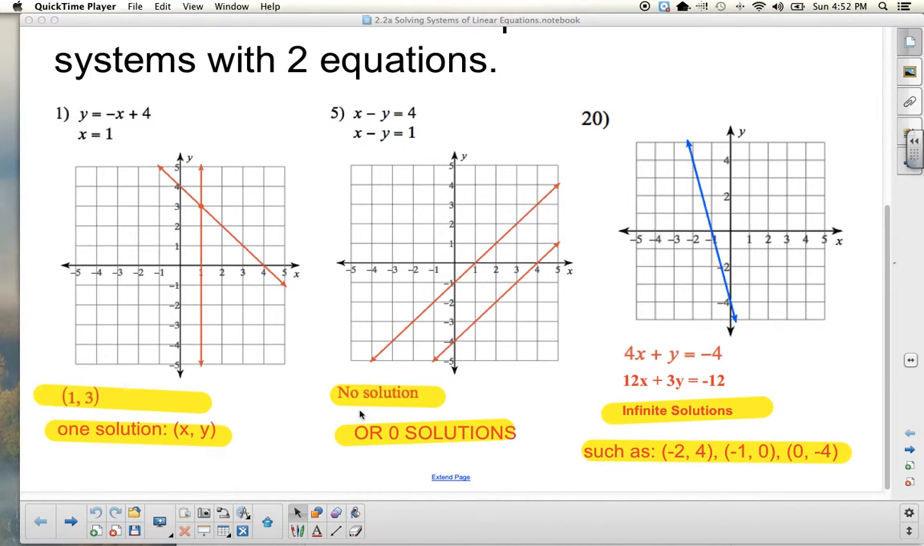The middle example is two equations that are graphed, but notice that the two lines are parallel and they never meet. They do not share any points x, y, and therefore this would be a no solution or zero solution system.